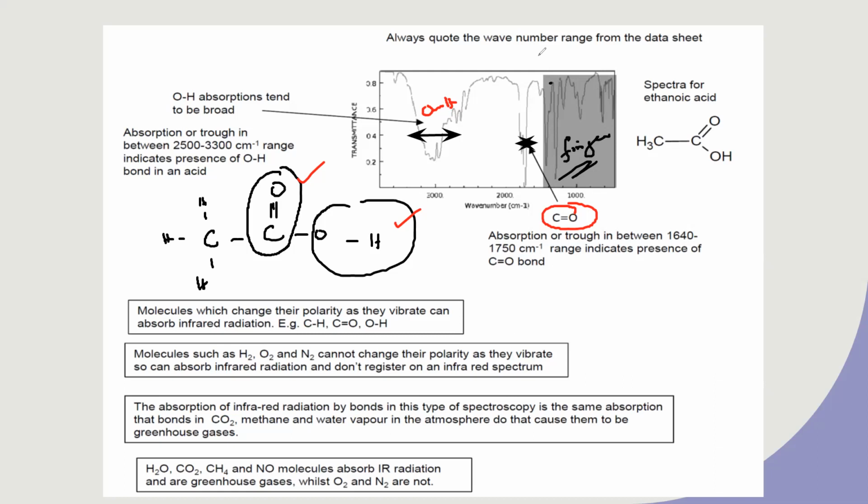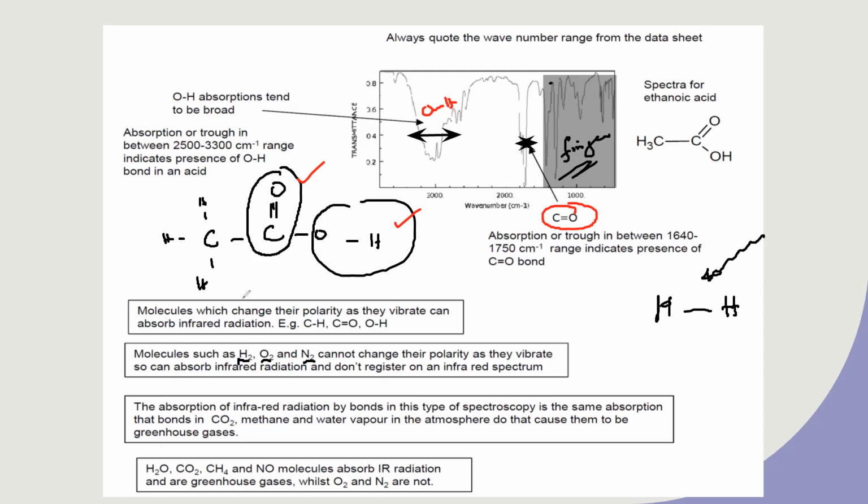Molecules which change their polarity as they vibrate can absorb infrared. But molecules such as H2, O2 or N2 cannot change their polarity, because identical atoms have the same electronegativity, so they don't have poles. That's why they cannot absorb infrared radiation. They cannot change their polarity as they vibrate, so they do not register any infrared spectrum.